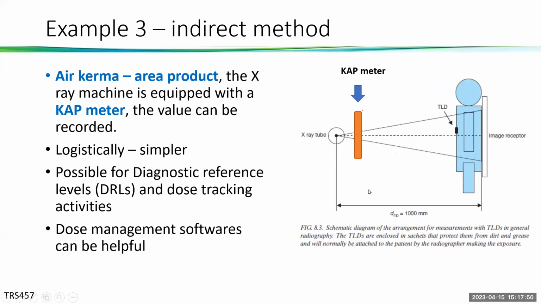And example 3, if you want to use an indirect method, where if your machine has a KAP meter installed, then you can consider measuring the air kerma area product from the KAP meter. Logistically, it is simpler. And you can also use this to establish DRLs and dose tracking activities. And when you do this, you can do it manually, but if you have some kind of dose management software, it can be quite helpful.